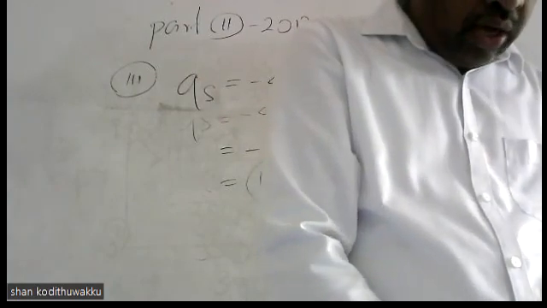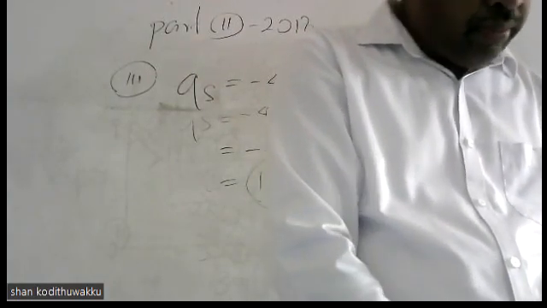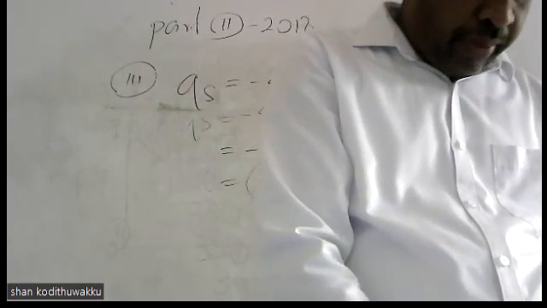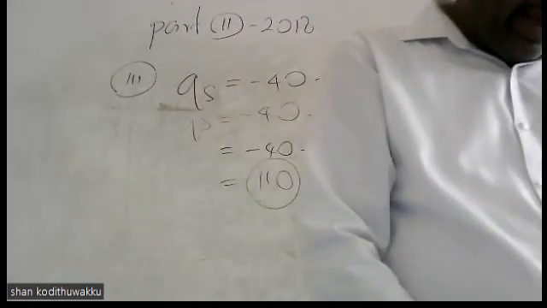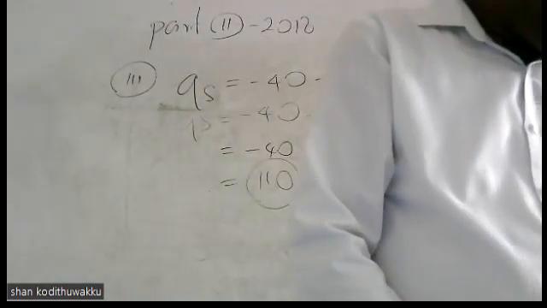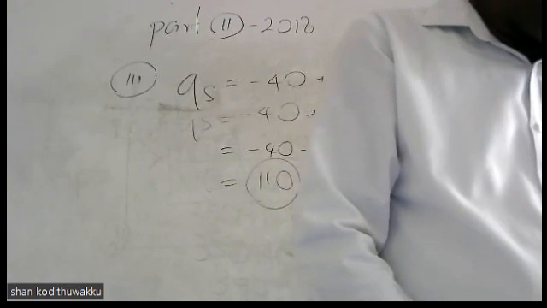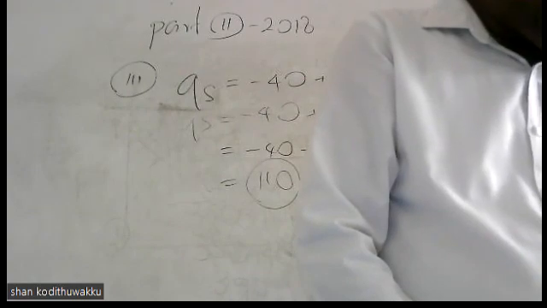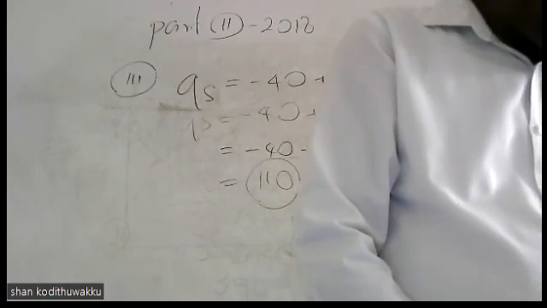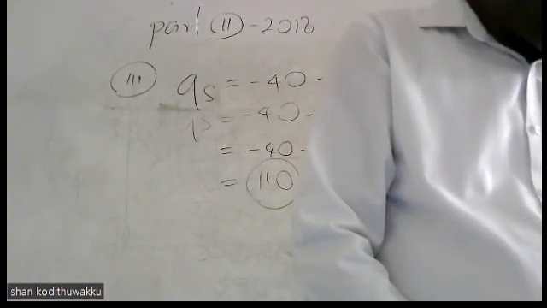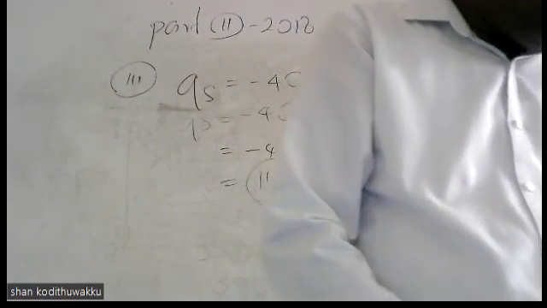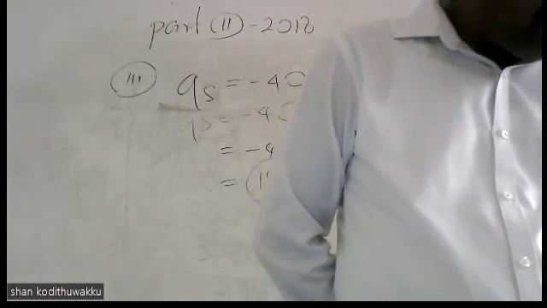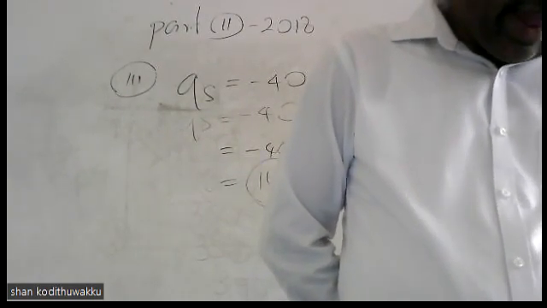Then the next part, 2018, paper 2, part 2, question number 2, part 4, Roman number A. We found part B, now part C. What price do farmers need to charge in order to sell the entire supply? That is part C.